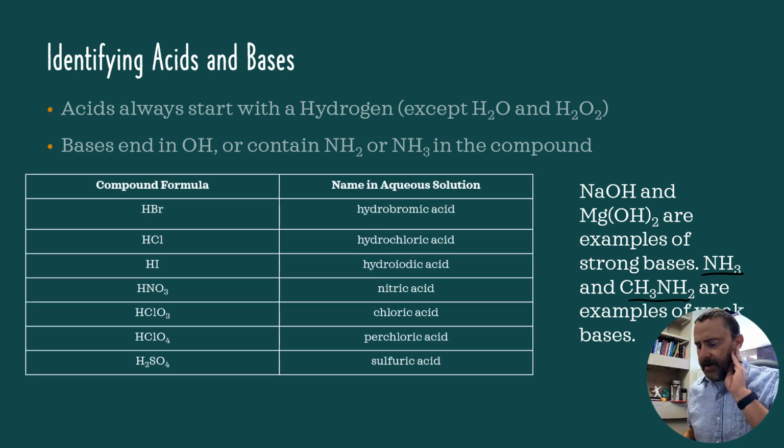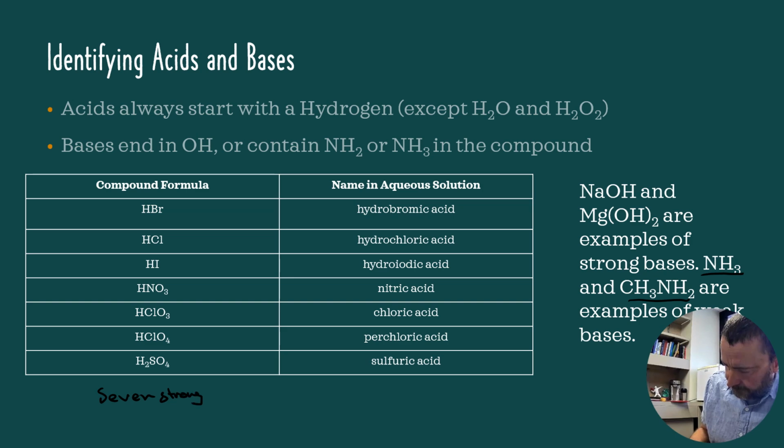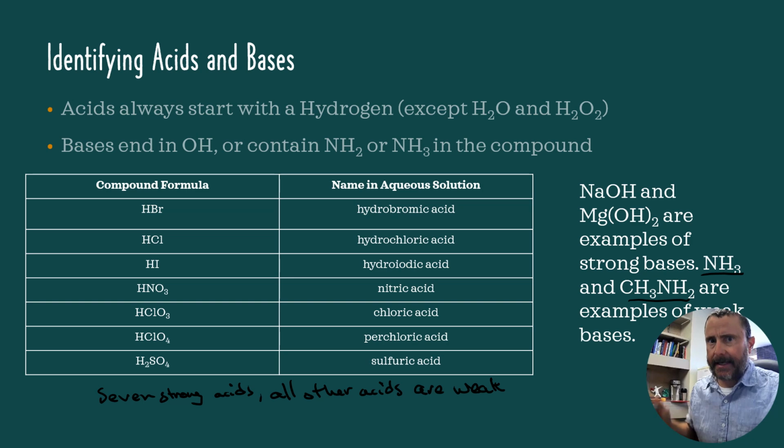Here I've got a list of 7 strong acids. Okay, all other acids are weak. So if it's an acid and it's not on this list, it is a weak acid. So that's going to be helpful at some points along the way.